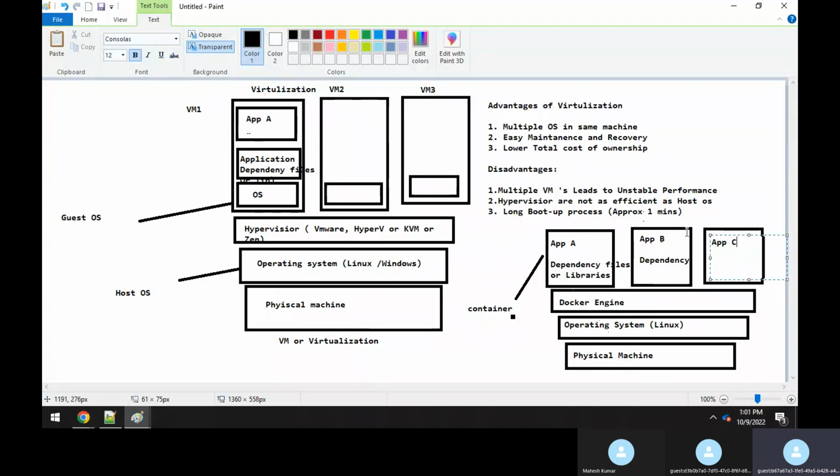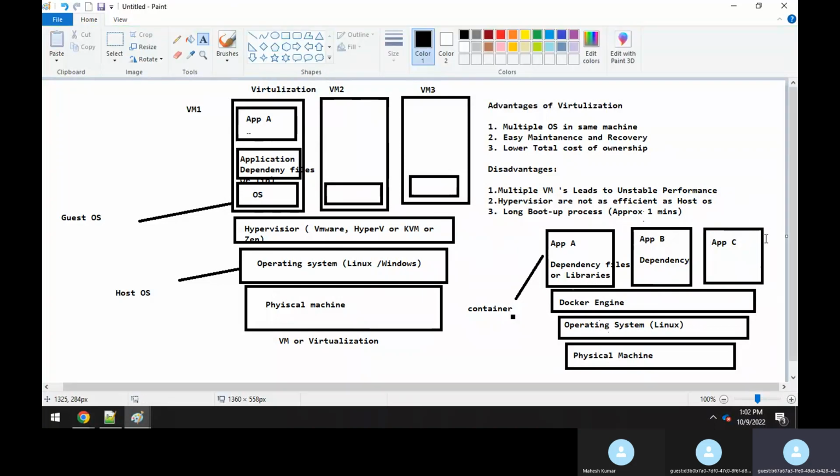That's the reason you can create as many containers as you need. Suppose tomorrow you say, Rajesh, I need 100 containers. Yes, you can create 100 containers. But in the same setup, if you say, Rajesh, I want 100 VMs, you cannot have 100 VMs because we don't have that much physical resources.